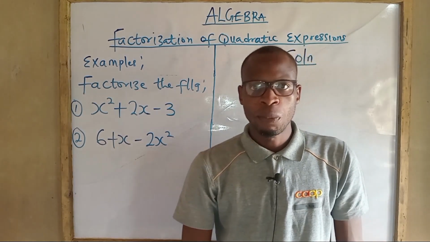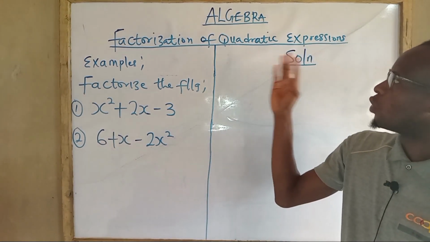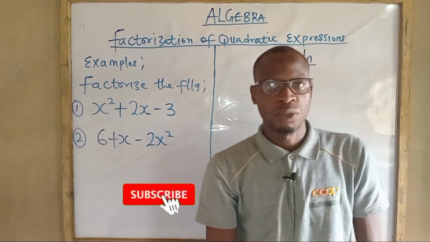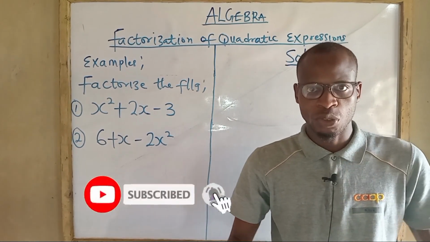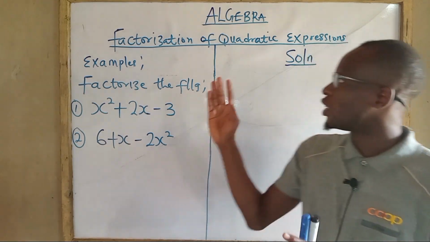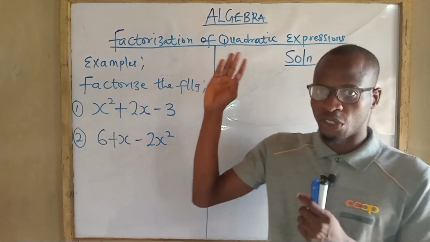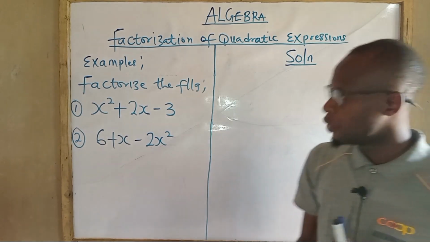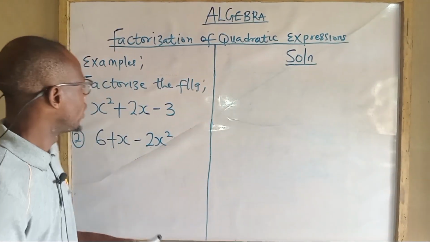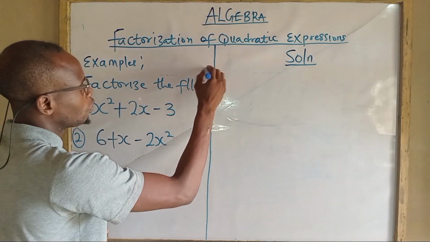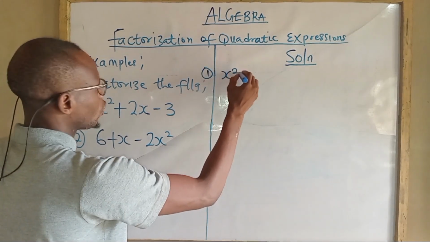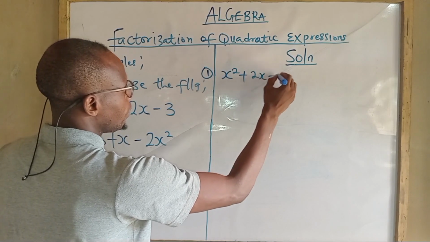So today I'll be putting you through factorization of quadratic expression. Yesterday was based on factorization of algebraic expression only, but here we look at quadratic expression, but still falls under what? Algebra. So we have the following examples here for us to solve. The first question says we should factorize x squared plus 2x minus 3.